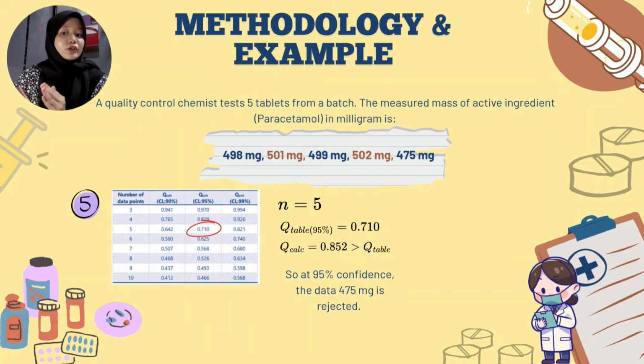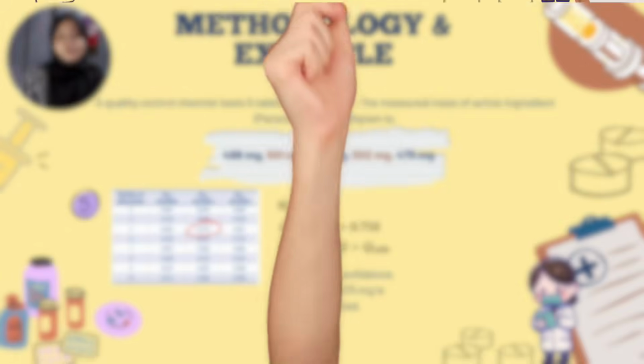So we can take a look at the table beside. At the confidence of 95%, it is 0.710. If the Q experiment is more than the Q table, the data will be rejected. From our result, 0.852 is more than the Q table. So at 95% confidence, the data 475 milligrams is rejected.